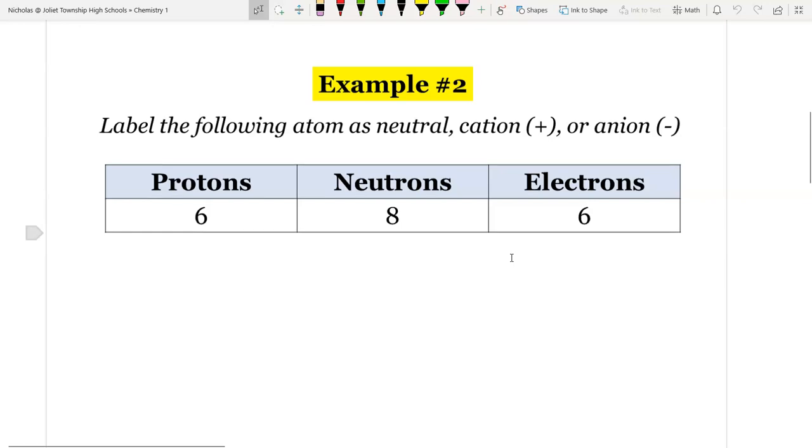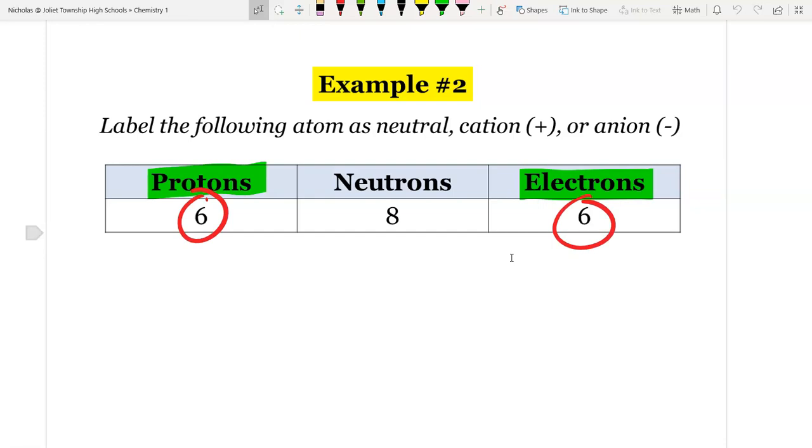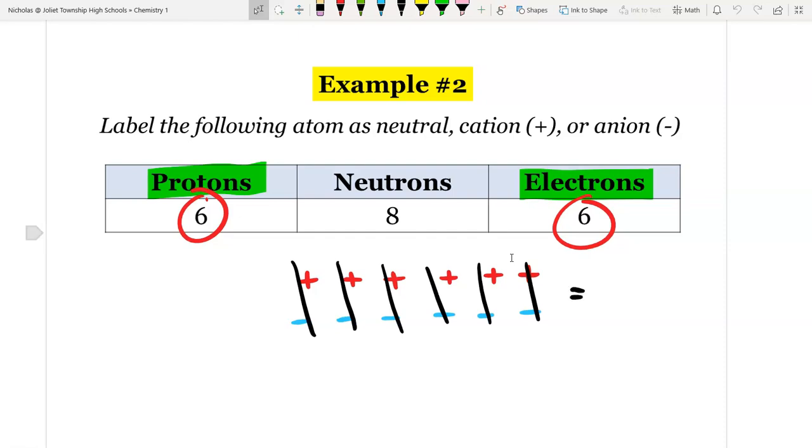In the second example here, it says label the following atom as neutral, a positive cation, or an anion. Again, anytime we're working with charge, we're just looking at the protons and electrons. So here, the protons and electrons both have a magnitude of 6. So there are 6 protons and there are 6 electrons. Another way to look at it, there are 6 positive charges, there are 6 negative charges. In this case, they're all going to cancel each other out. So we'll end up with a net charge of 0. So this will be a neutral atom.